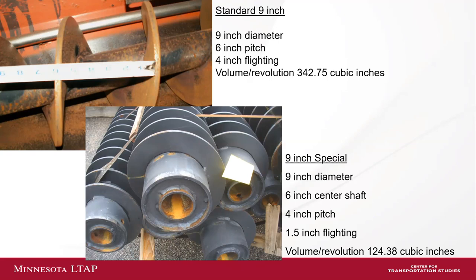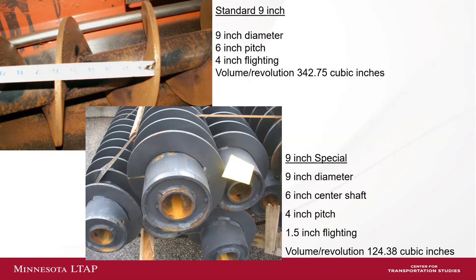So for the sand, you see that this has a 6-inch pitch with 4-inch flighting. So the flights are 4 inches high, and each revolution delivers 342 cubic inches of material. It's a lot of material coming out, but if it's sand, you kind of need that much. If you're applying salt, you just don't need that much chemical. So there's a couple of companies now that make these 9-inch special augers. Now they are more expensive, I know that, but we're balancing that environmental concern as well.